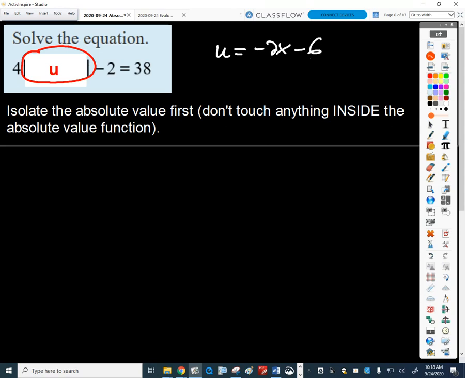Okay, so my goal is, first thing I want to do is get the absolute value by itself. Okay, that's the first thing always to do. Step number one when we're solving absolute value equations.